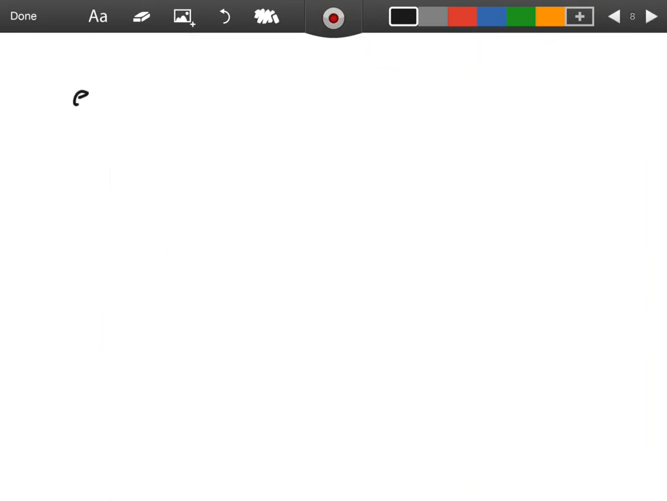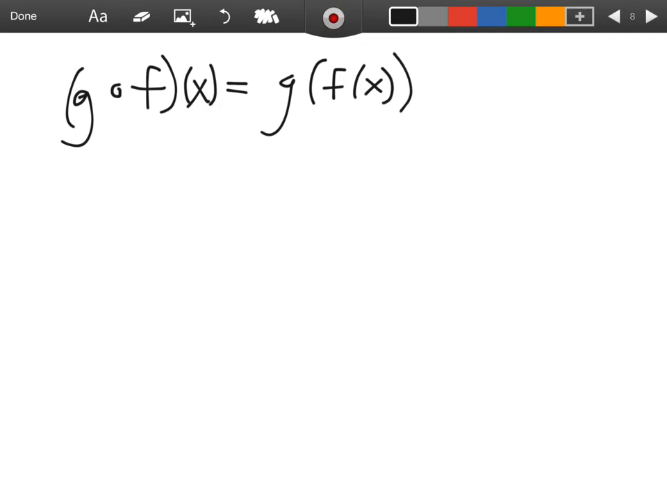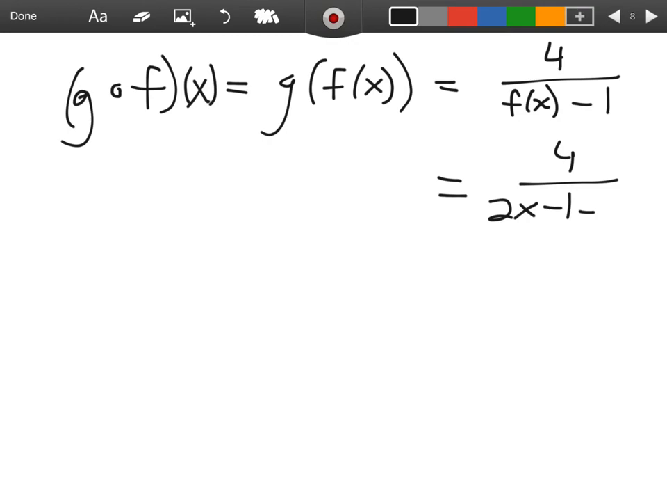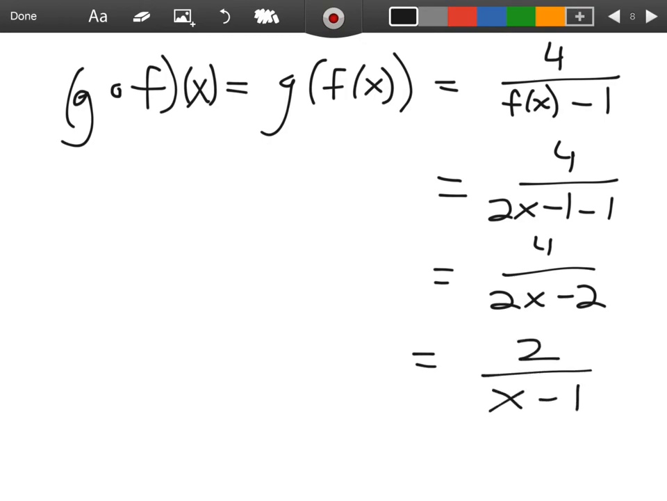If I do it the other way, g composed of f, that's g of f of x. I'm going to take g of x, which is 4 over x minus 1, and plug in f of x in for x. And then f of x is 2x minus 1. So we have 4 over 2x minus 2, which will simplify to 2 over x minus 1.